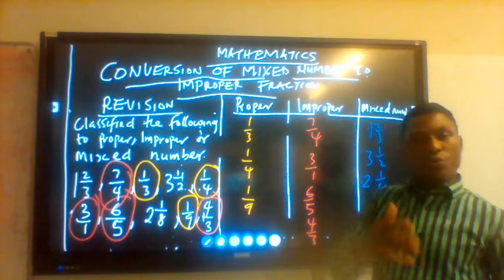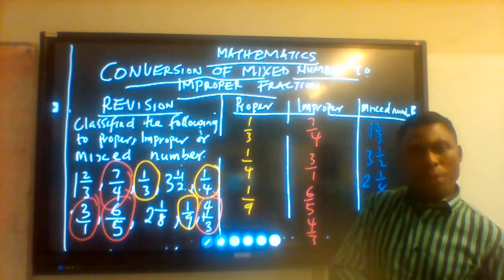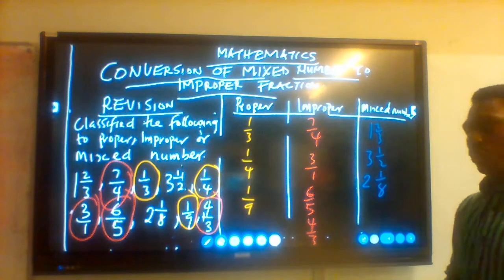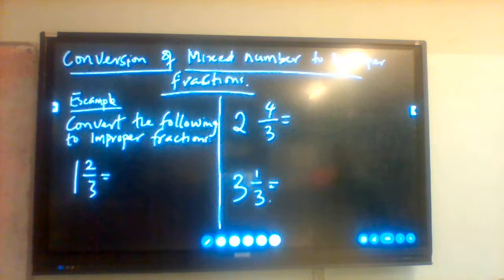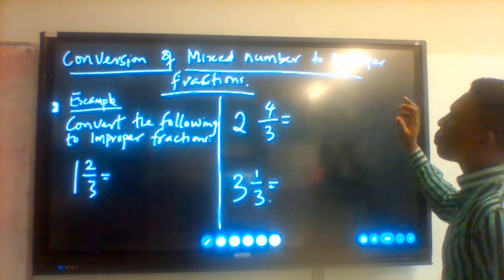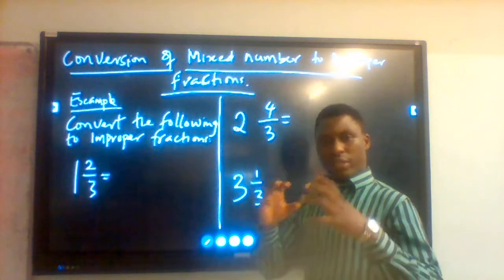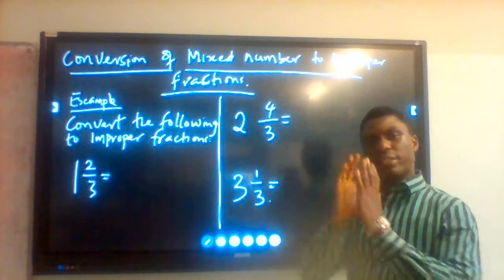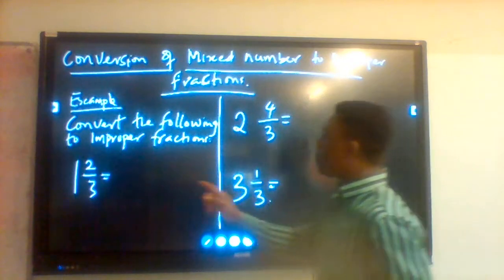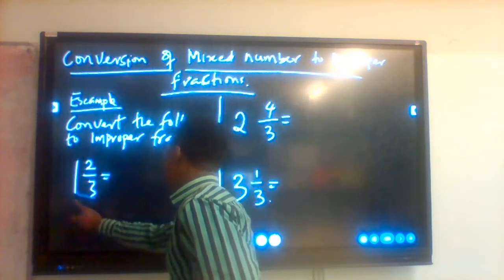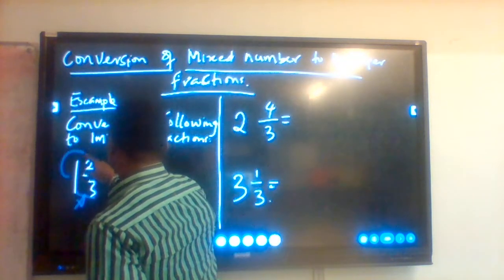We want to talk about conversion from improper fraction to mixed number and from mixed number to improper fraction. Okay, let's start with that. This one is conversion of a mixed number to an improper fraction. It's telling you to write a whole number and a fraction as a single improper fraction. What we do is multiply the whole number by the denominator, then add your result to your numerator.